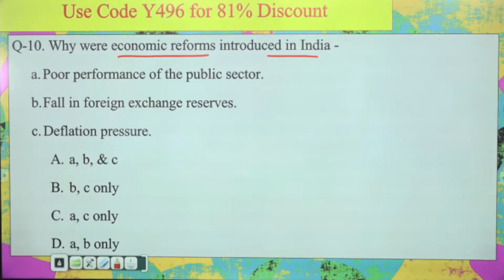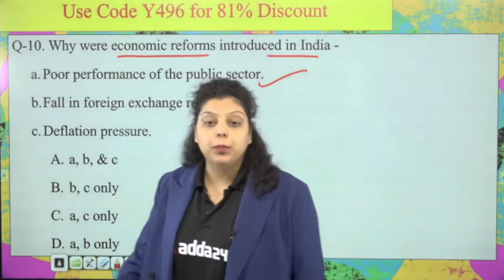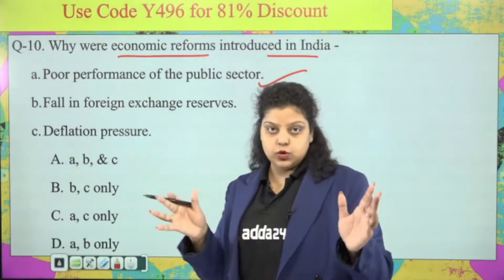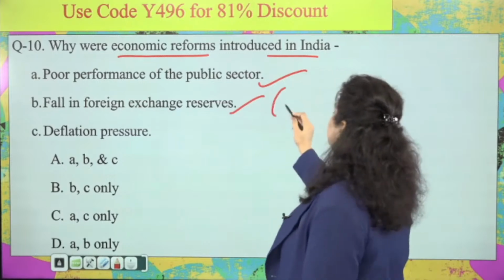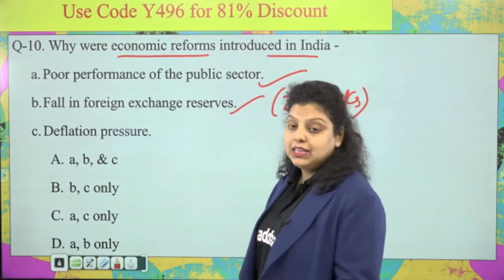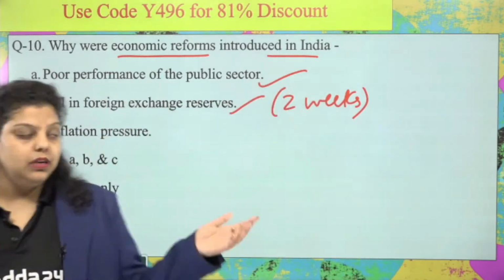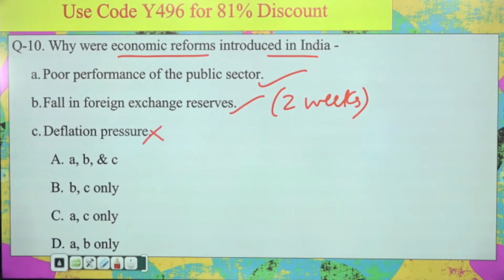First, poor performance of the public sector. It is true. The public sector undertakings were not working properly in the 1990-1992 period. Then the foreign exchange reserve was falling, because we only had reserves for 2 weeks. After that, we would not be able to pay the import bills. So it was the reason. Deflation was not there. In fact, inflation was there in the country. Prices kept rising. So A and B are correct, but not C. The right answer is your D option.